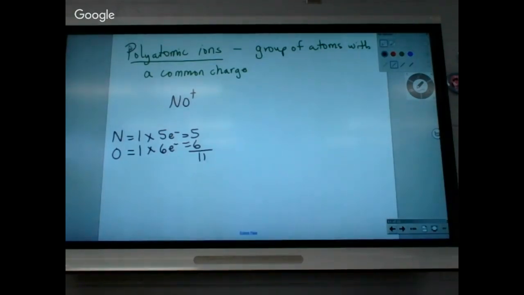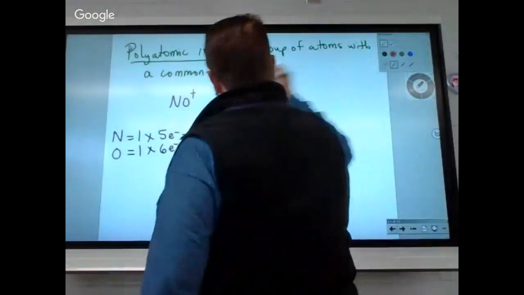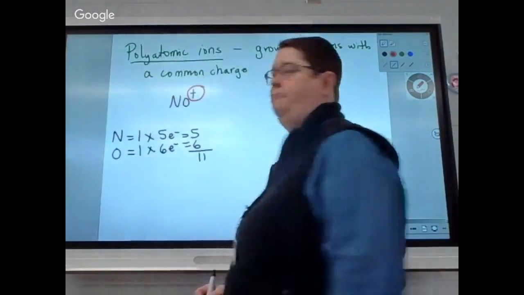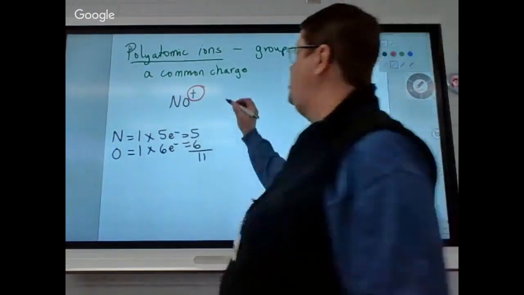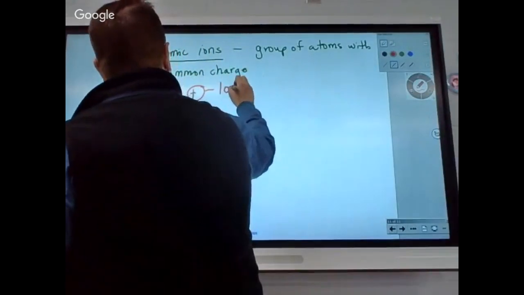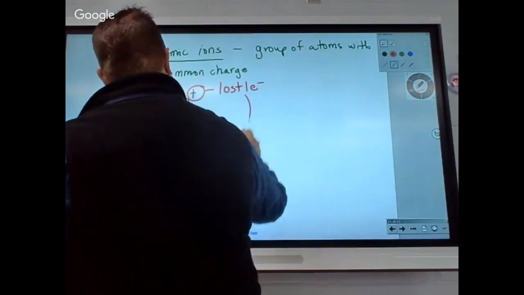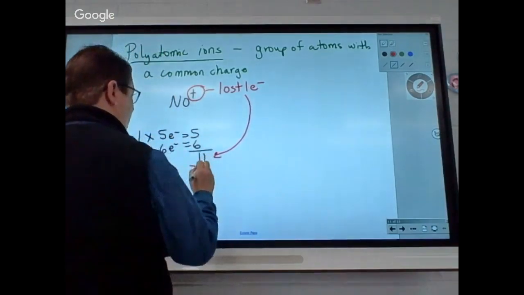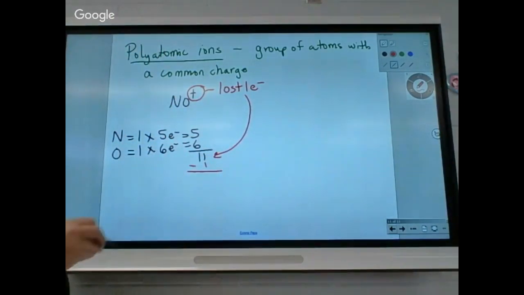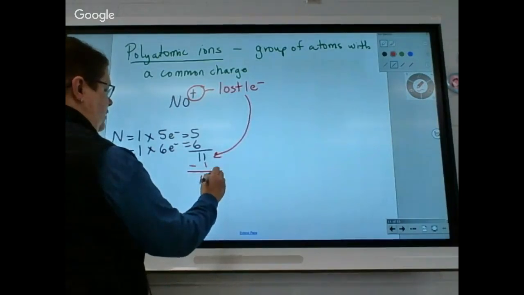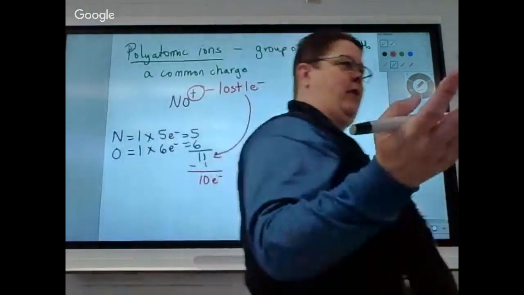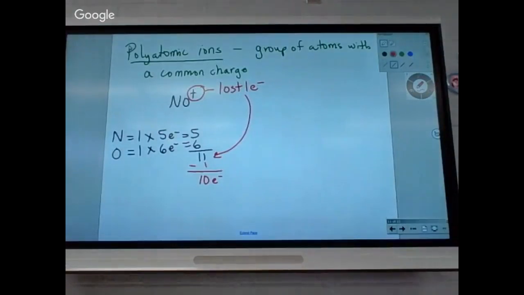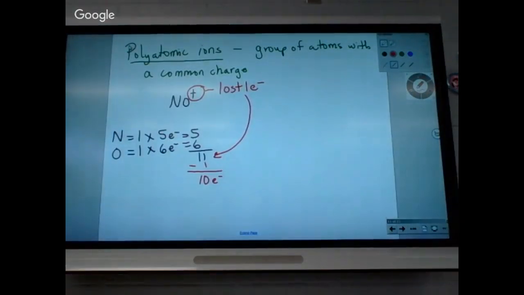Okay? This one right here. What have we learned this means to us this semester? It means you lost 1 electron, right? So right down here, you're going to say +1 because you lost an electron. So that means you have 10 electrons total. If it had a minus sign up there, you know a minus sign means you gained, so you would add. Okay? So we have 10 electrons.